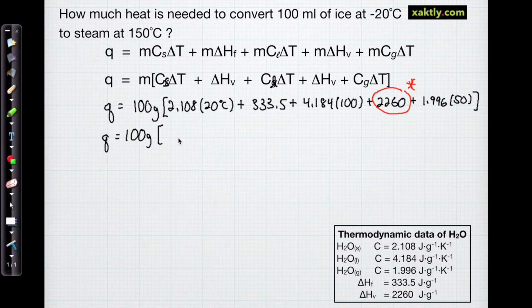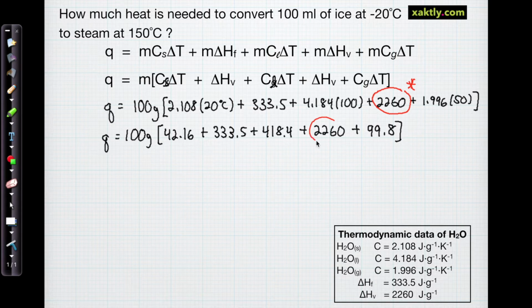So go ahead and multiply all those terms in the brackets. All those terms have units now of joules per gram, so when we multiply that by 100 grams, we'll get the number of joules. We'll just add those up and get our total heat. So we have 42.16, 333.5, 418.4. Still the largest contributor is the 2,260 joules for the vaporization of water.